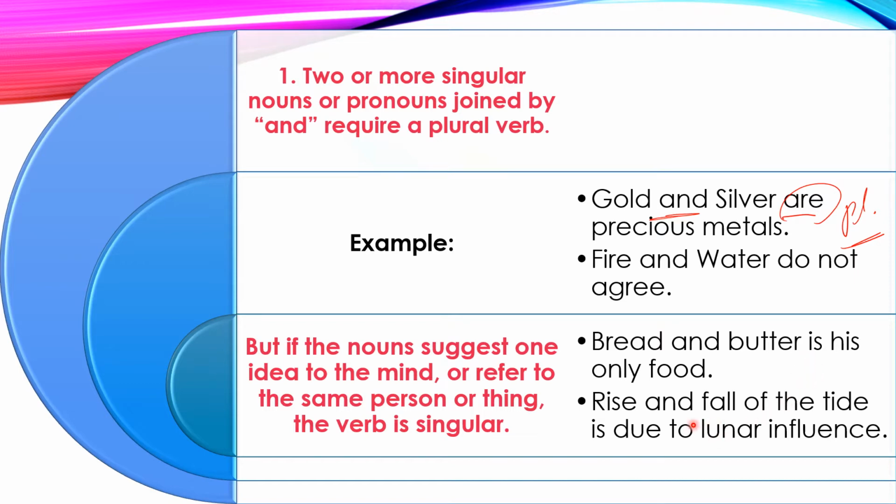Similarly, rise and fall. Rise and fall of the tide is due to the lunar influence. Here, this rise and fall, we take it as a singular thing. Okay, it actually suggests one single idea to our mind. That's why we will use the singular verb form is here. You can say this is an exception. So try to memorize these two rules here. So let us move.